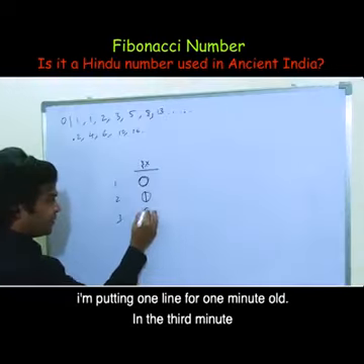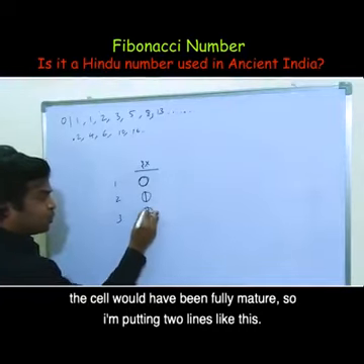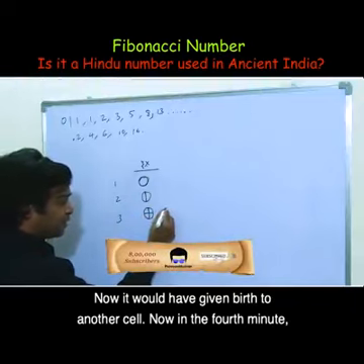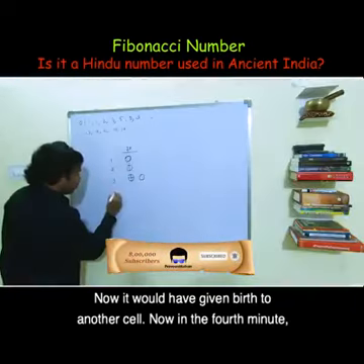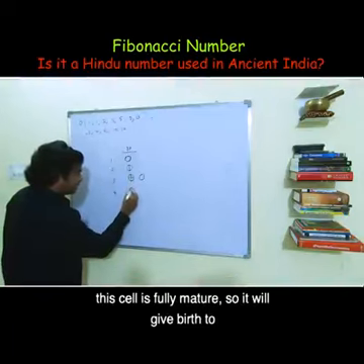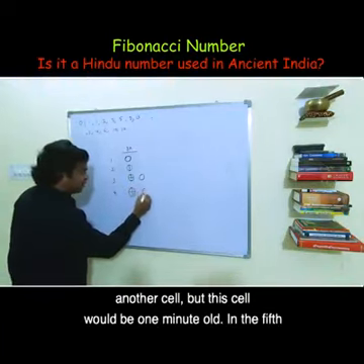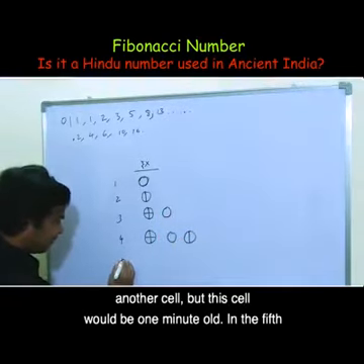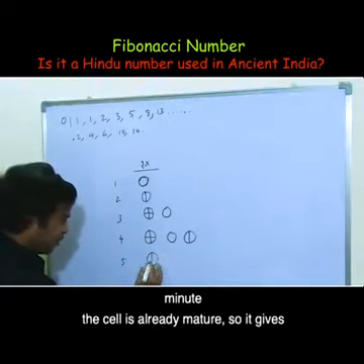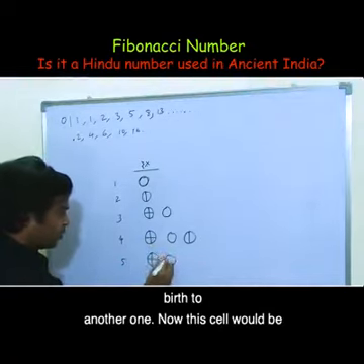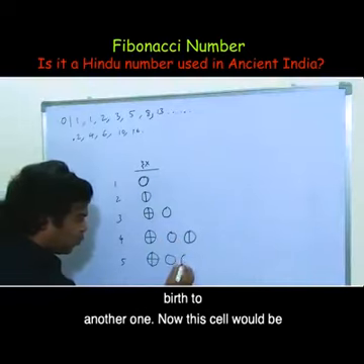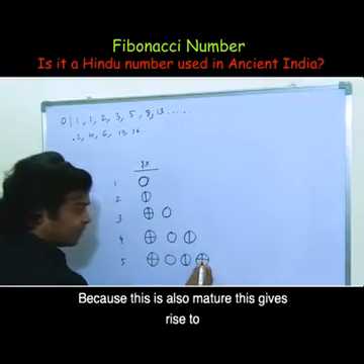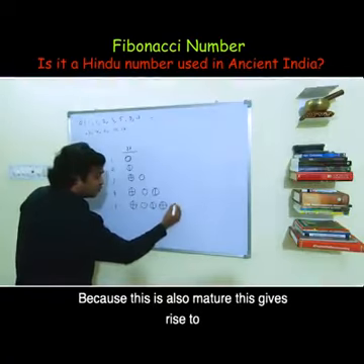In the third minute, this cell would have been fully mature. So I'm putting 2 lines like this. Now, it would have given birth to another cell. Now in the fourth minute, this cell is fully mature, so it will give birth to another cell, but this cell would be 1 minute old. In the fifth minute, this cell is already mature, so it gives birth to another one. Now this cell would be 1 minute old. This cell would be 2 minutes old. Because this is also mature, this gives rise to another cell.